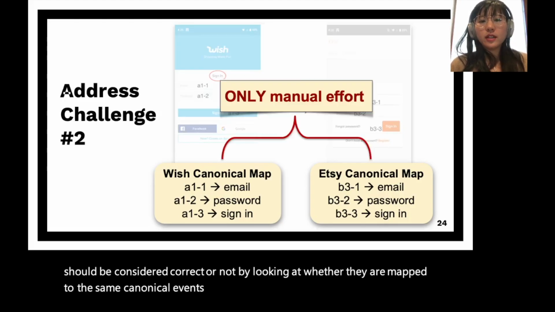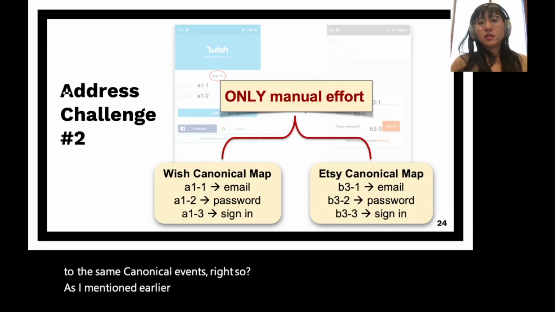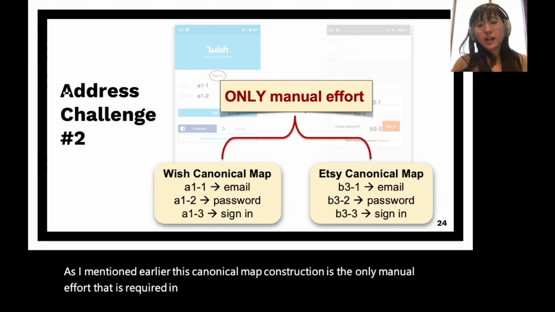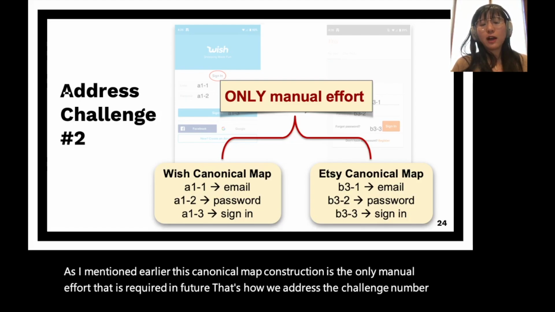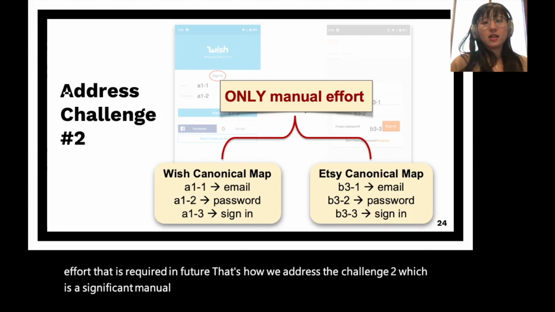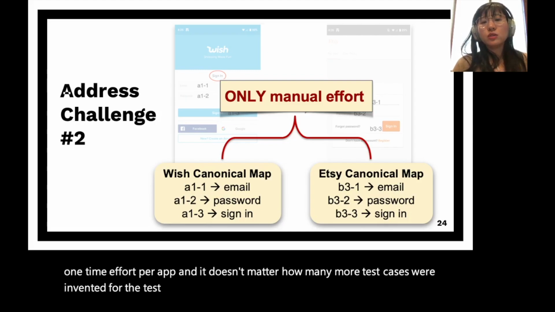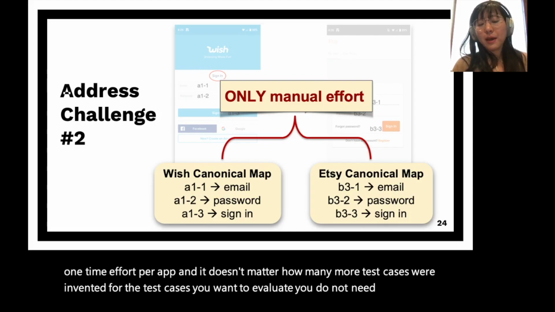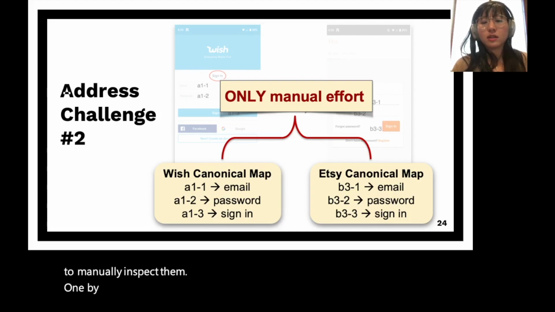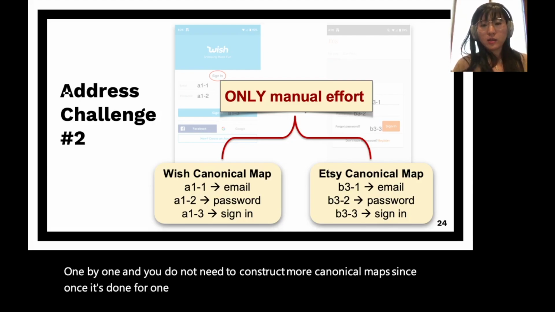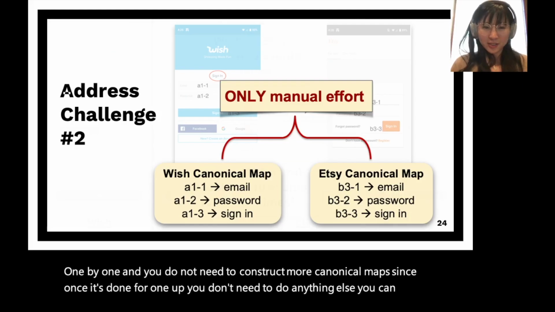So as I mentioned earlier, this canonical map construction is the only manual effort that is required in FrUITeR. That's how we address challenge number 2, which is the significant manual effort. Because constructing this canonical map is a one-time effort per app, and it doesn't matter how many more test cases or events for the test cases you want to evaluate, you do not need to manually inspect them one by one, and you do not need to construct more canonical maps, since once it's done for one app, you don't need to do anything else. You can just evaluate the hell out of this app.